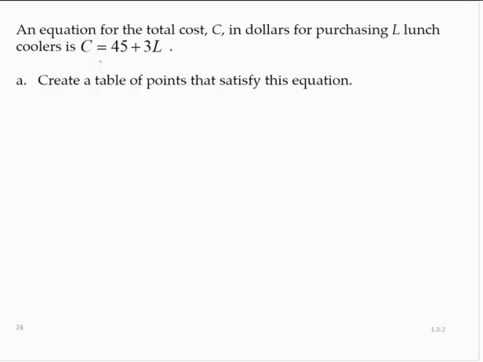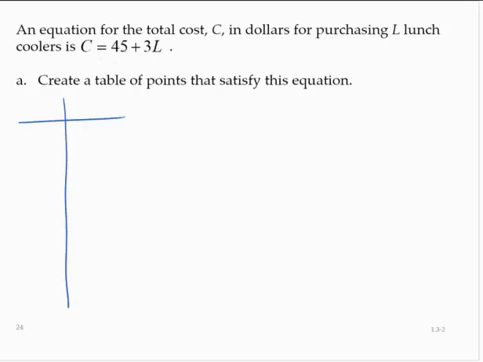An equation for the total cost, C, in dollars for purchasing L lunch coolers is C equals 45 plus 3L. Create a table of points that satisfy this equation. All right, so one way to do this, let's just create a table. Let's draw a little table of values here. Now, one question is, which variable do we put where?